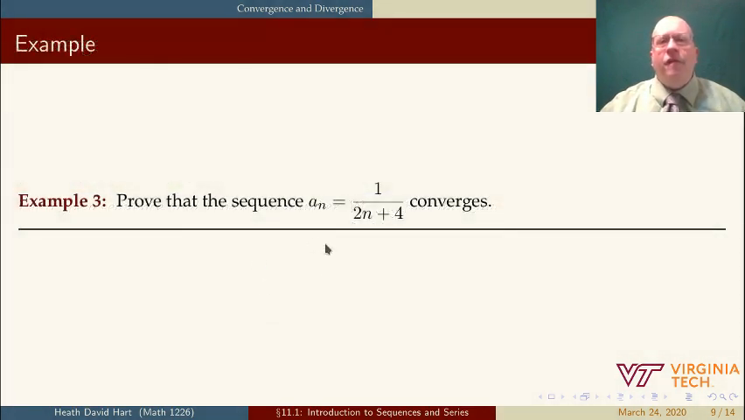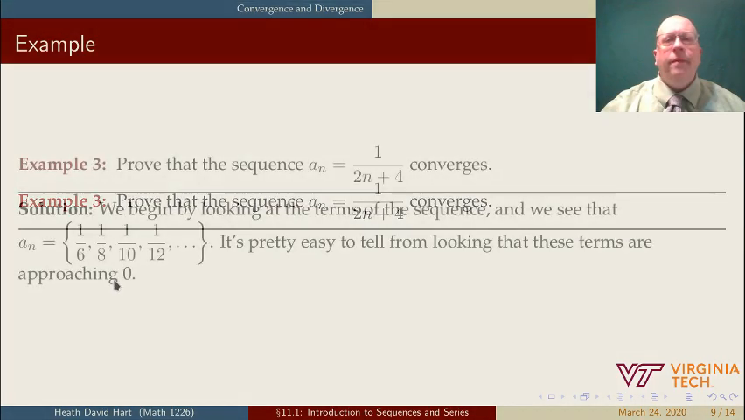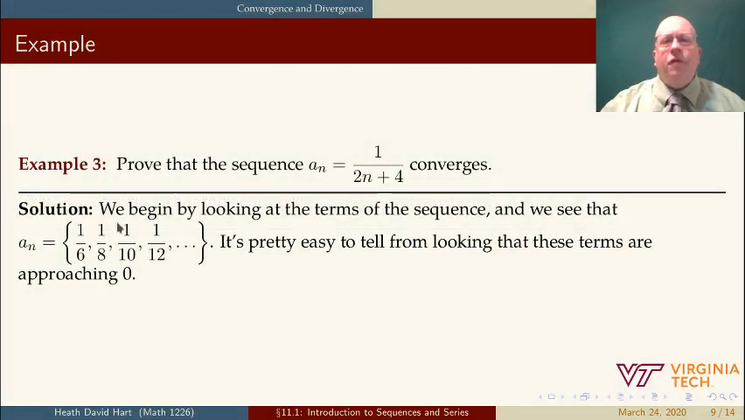So let's prove that this sequence converges. We start by looking at the terms of the sequence. The first term is 1 over 2 times 1 plus 4, which is 1 over 6. The second term is 1 over 2 times 2 plus 4, which is 1 over 8. And since the denominator is getting larger, it's pretty easy to tell from looking that these terms are approaching 0. It's easy to tell, but that's not a proof.